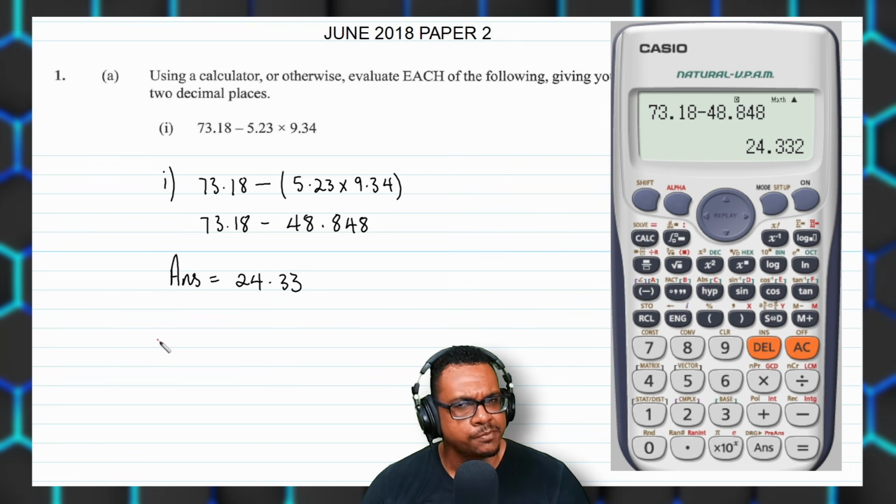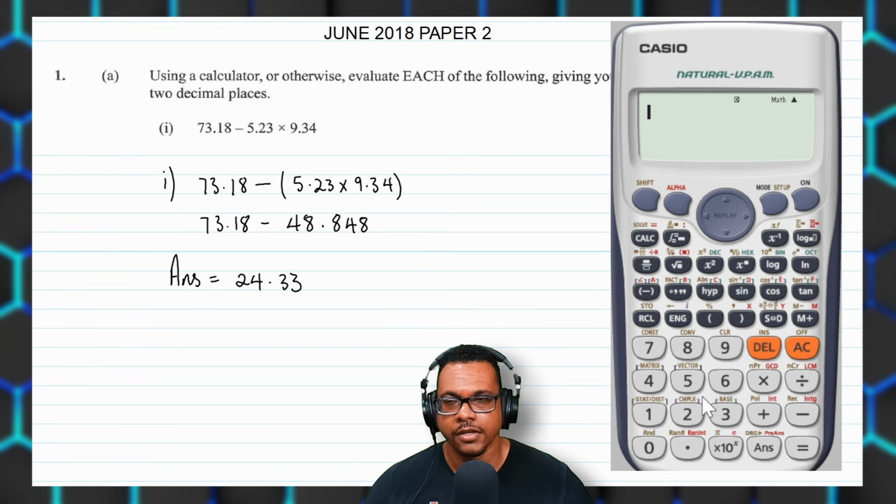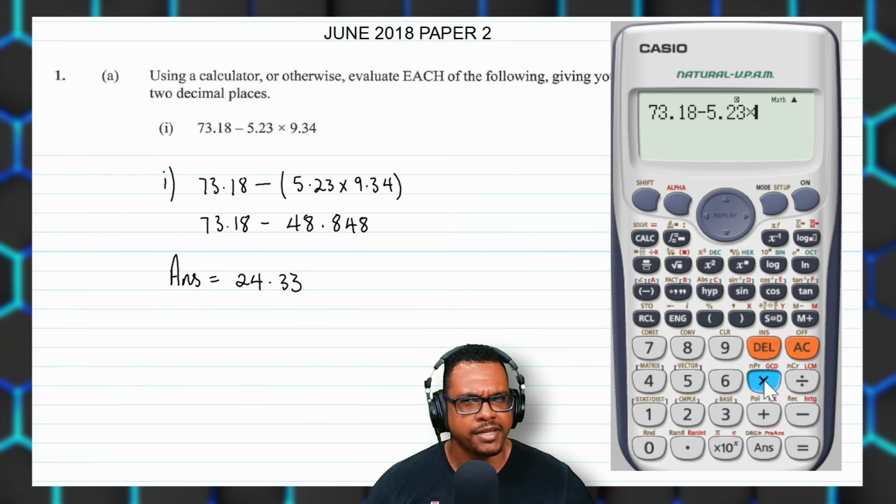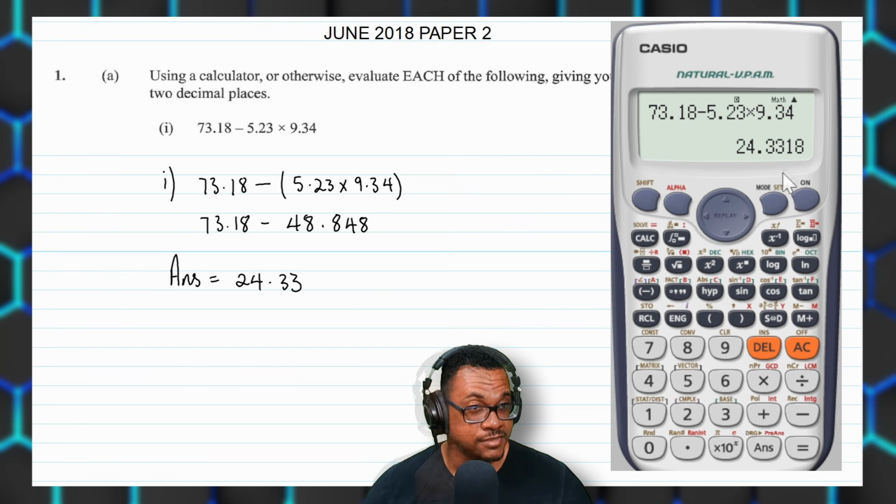Now let's look at something. The calculator is actually smart enough to do BODMAS on its own. So if you were to type this in exactly as it is, you would get this answer. So let's see. If I were to type in 73.18 take away 5.23 multiply by 9.34 and press equal, you see I get 24.3318, and to 2 decimal places, that's just 24.33. After the 3 is a 1, so the 3 remains the same. Okay, same answer to 2 decimal places.